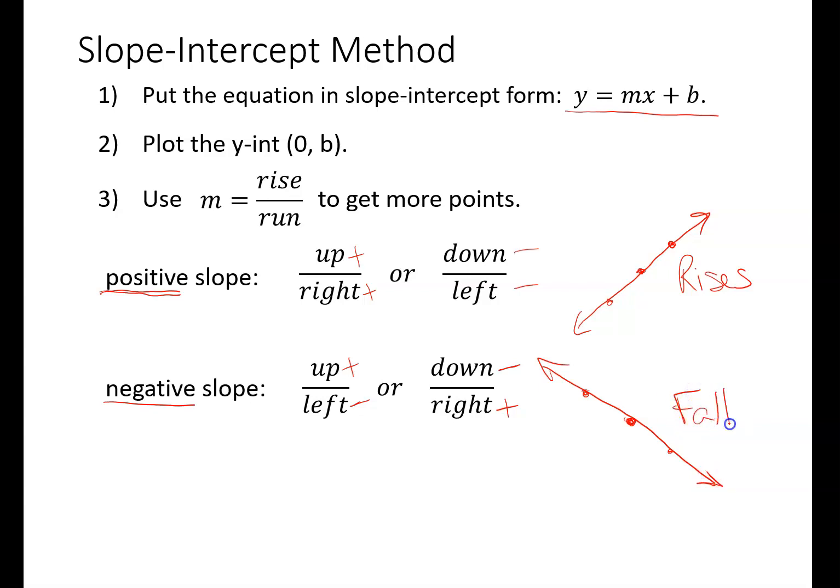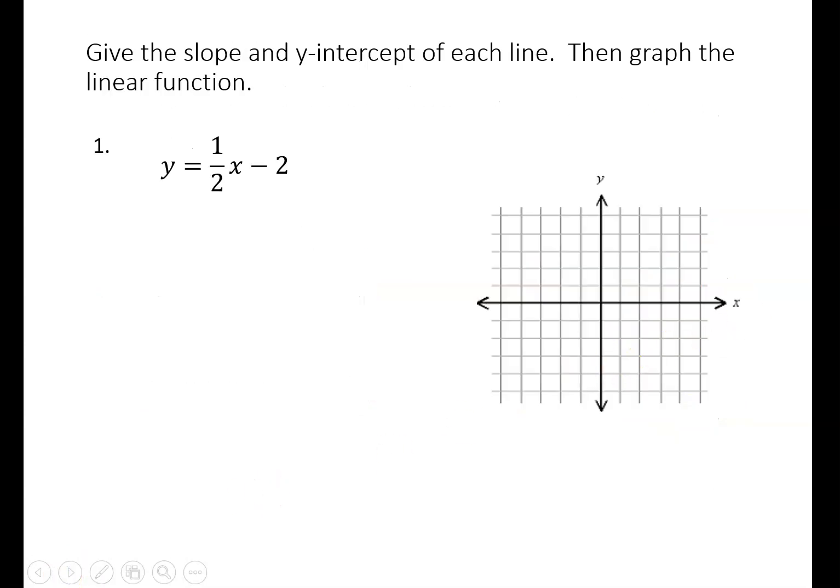And again, you can use that to check. Look at your equation. If it had a negative slope, when you finish graphing, make sure your line falls. So let's practice. It says, give the slope and y-intercept of each line, then graph the linear function.